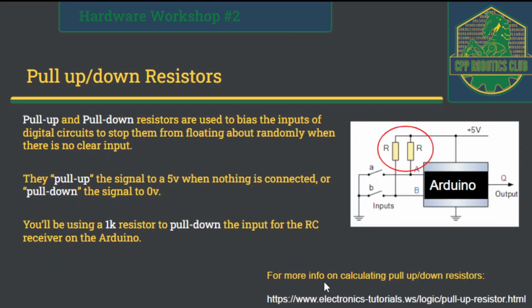So that's when we get into the concept of pull up and pull down resistors. They're used to bias the inputs of a digital circuit to stop them from floating about randomly when there is no clear input. So circled in red is an example of a pull up resistor. The point of this is to ensure that when the input is not connected to anything, it's going to be by default at 5 volts. We have the resistor there to limit the current because we don't want to send all the available current into that pin. We don't want to short it out.